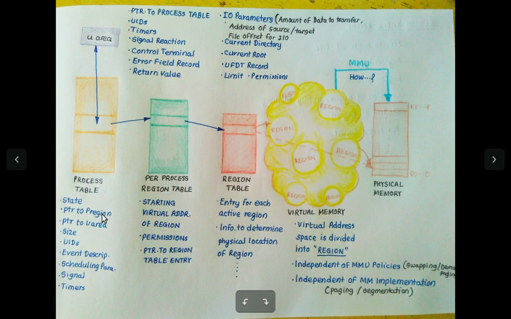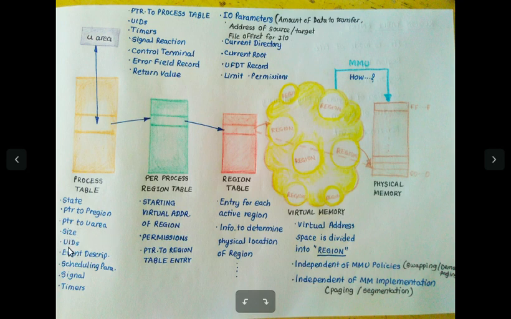What is this P region? P region is nothing but the per process region table. This is also referred to as P region as a shortcut. So it is a pointer that will take you to the P region entry. Then we have a pointer to the U area. We have already discussed this.